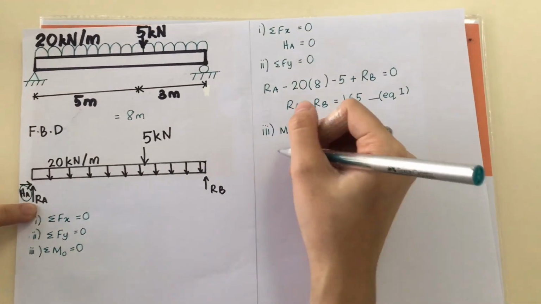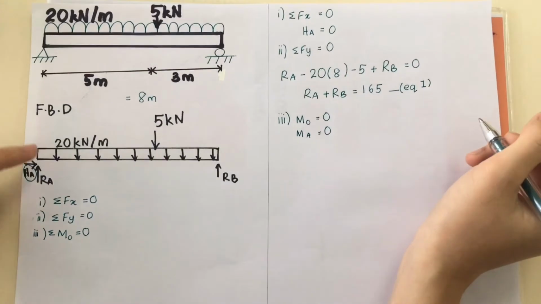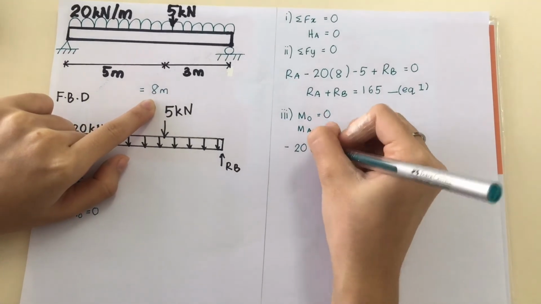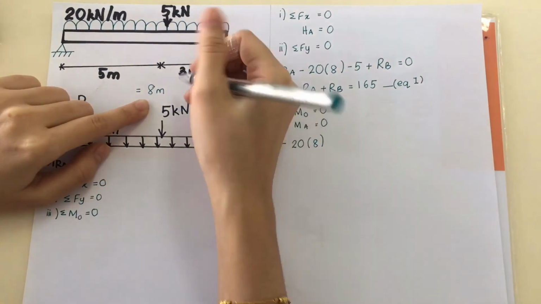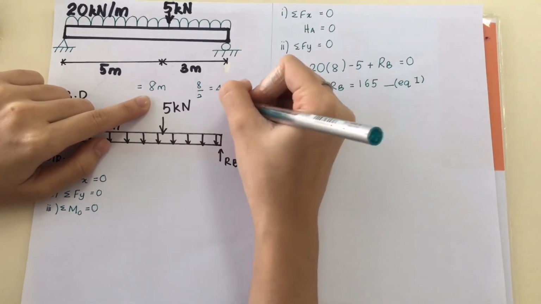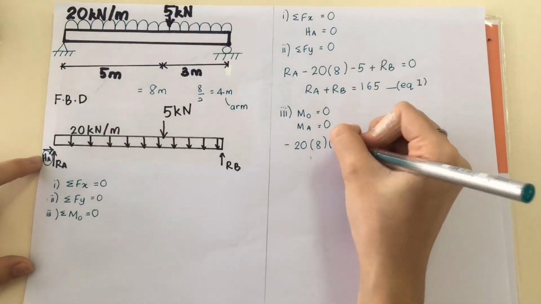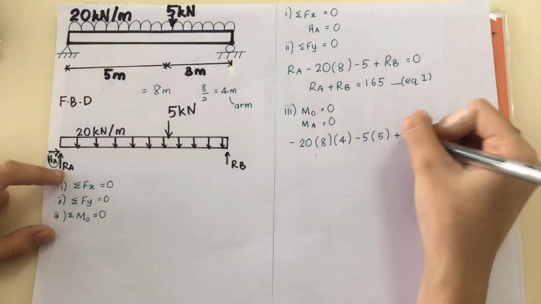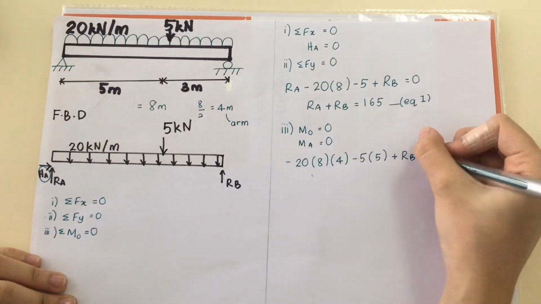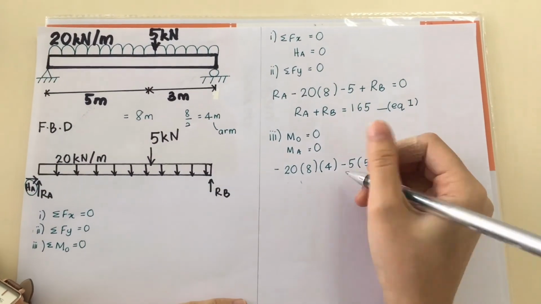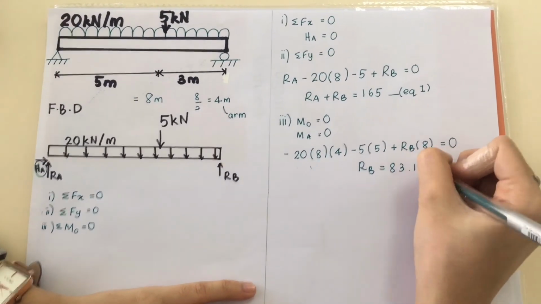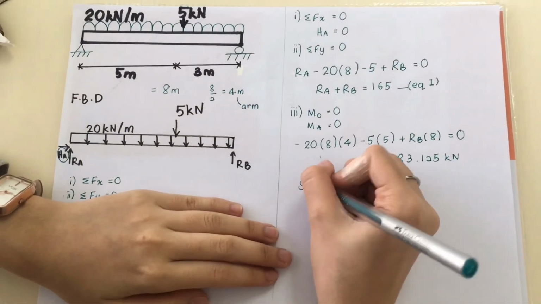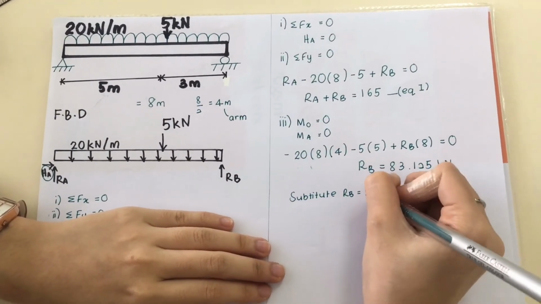Next, we are going to find the moment. We are going to use MA equal to 0. So the first is negative 20 times the length and times the arm from the MA. Next is minus 5 kilonewton times 5, the distance from the reaction to the moment. Next, okay, we already found RB, so we just need to substitute RB into equation 1.